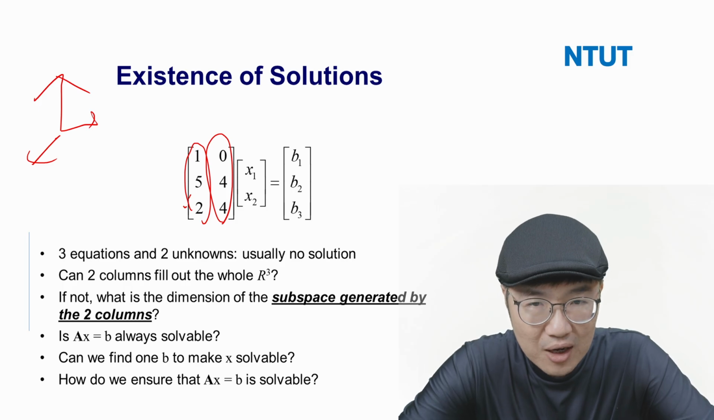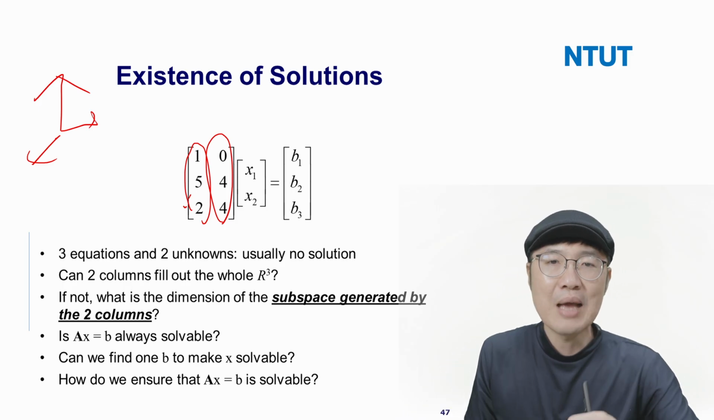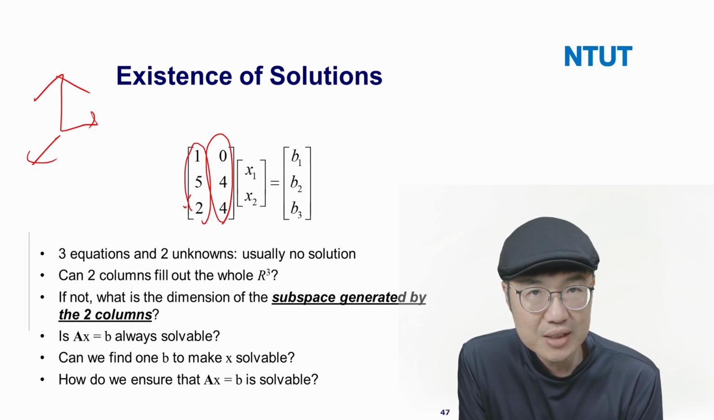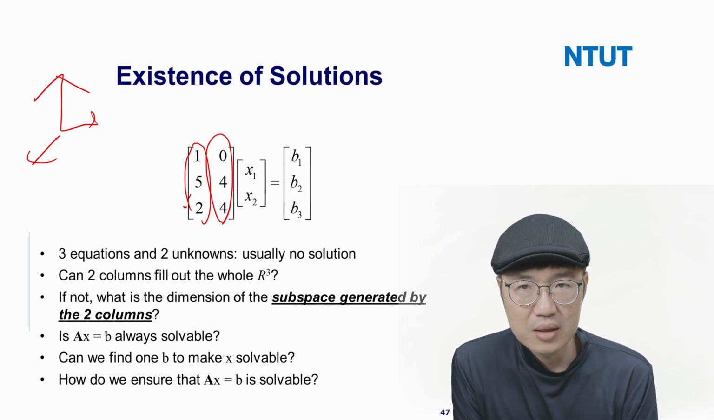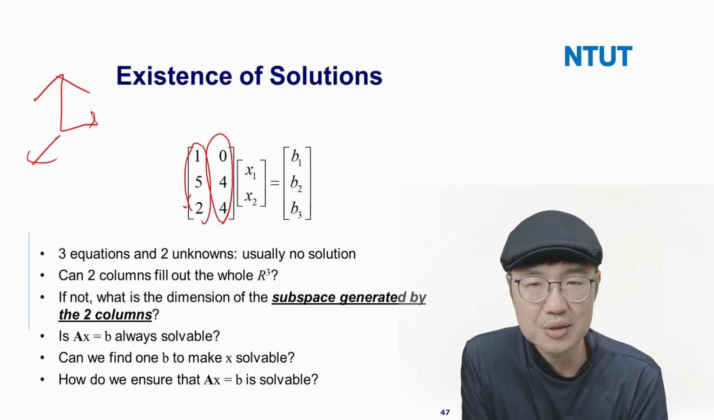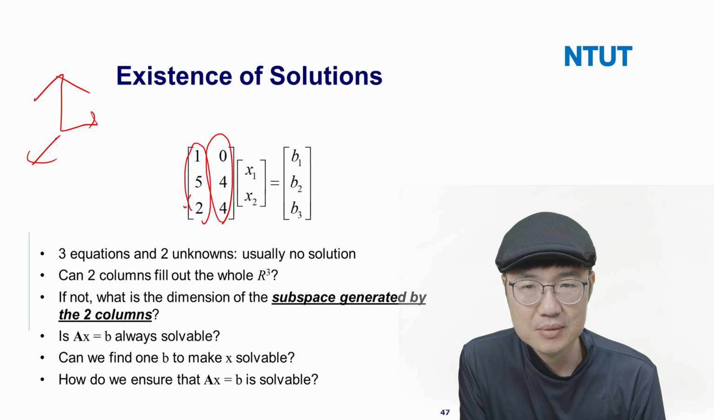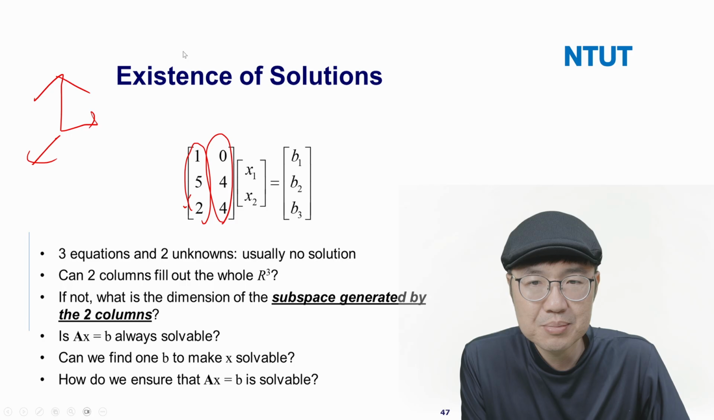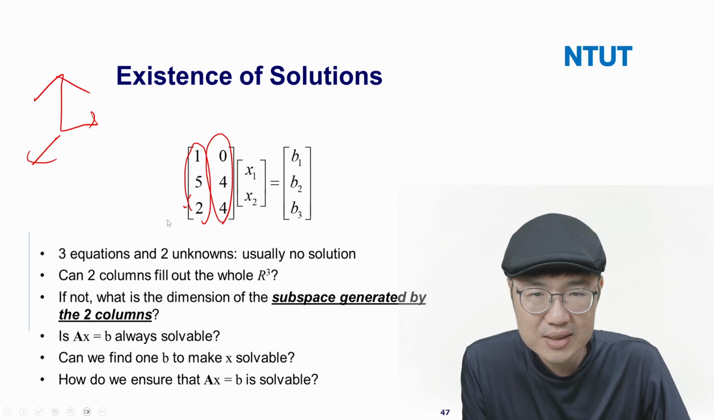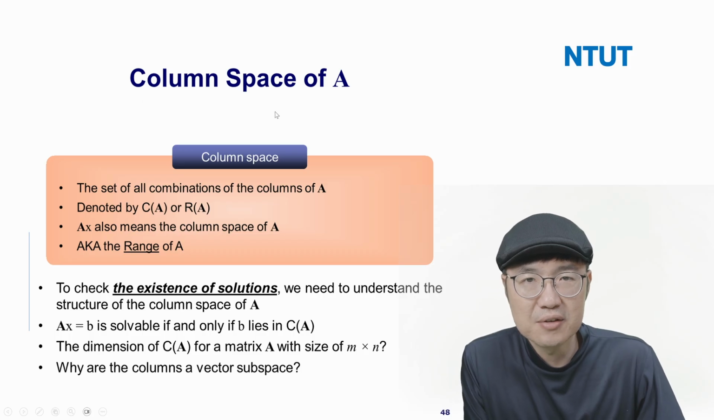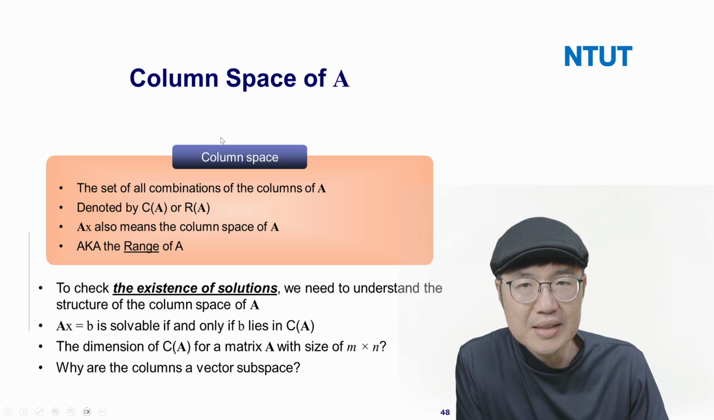So the subspace is from R2. Is the dimension truly two? Or do we have a more formal way to determine the dimension? And in this way, is Ax equals b always solvable or always unsolvable? We need the concept of column space to answer it.